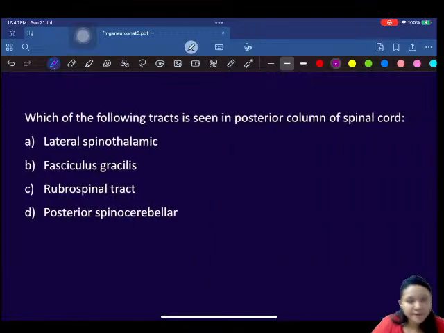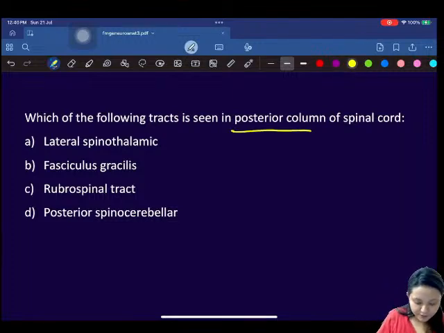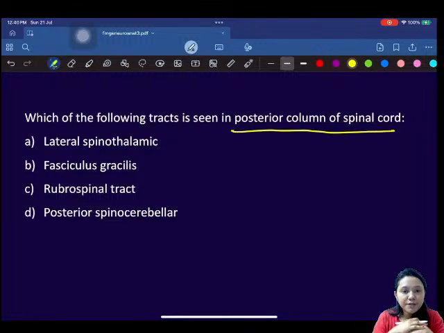Now let us come to the tracts. Which of the following tracts is seen in the posterior column of the spinal cord? They have given lateral spinothalamic, fasciculus gracilis, corticospinal, posterior spinocerebellar.